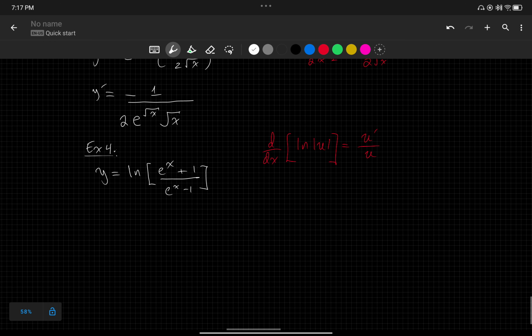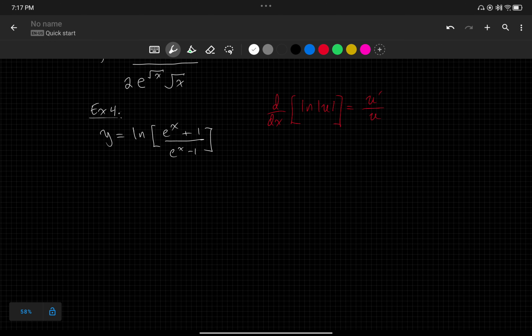And instead, you use properties of logarithms. So if we fix it a little bit before we try taking the derivative, logarithms, when you divide, you can subtract. It's called the quotient rule. Minus. Okay, so that looks pretty good right there.